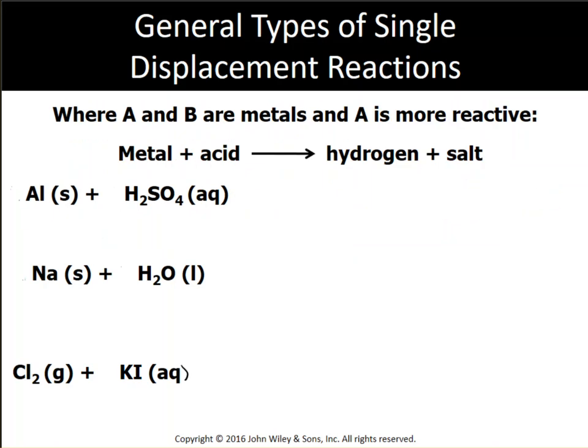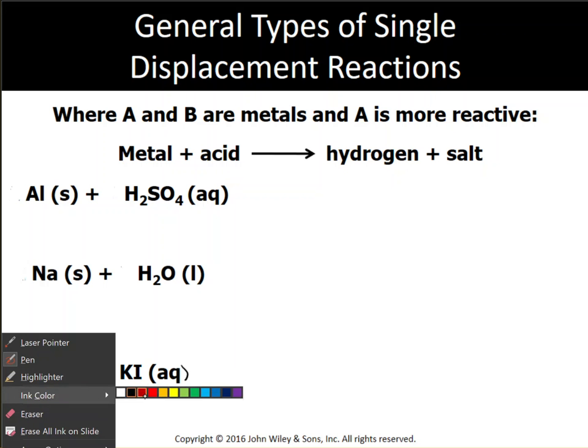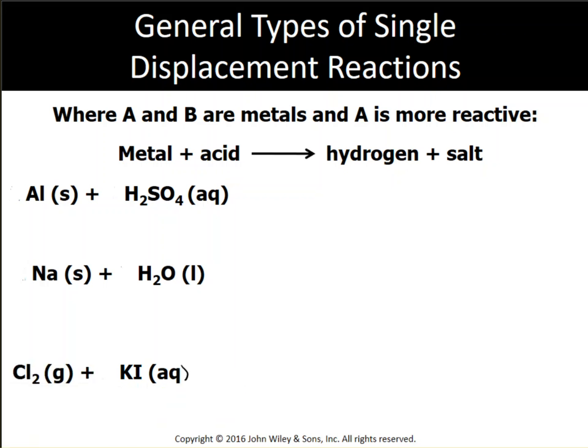So let's look at different types of single displacement reactions. Again, the principle is the same. Your metal is going to replace the cation of the compound. Now, that compound could be different types. It could be acid, it could be water. So if you have a reaction of a metal and an acid, you would expect hydrogen and salt. And let's see how that happens. You don't necessarily need to memorize this, but you should know how to write the products.